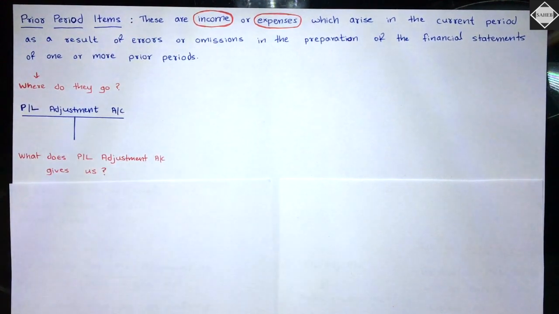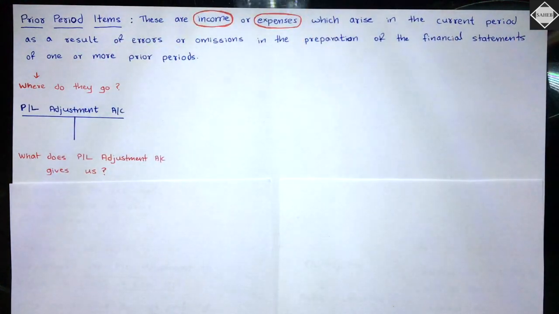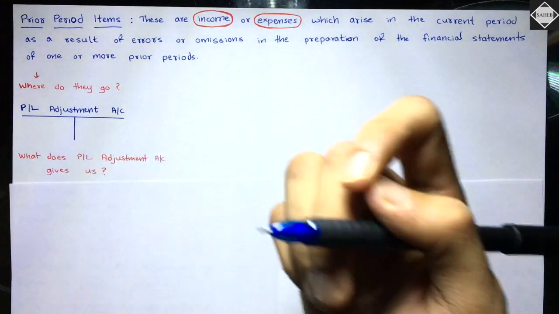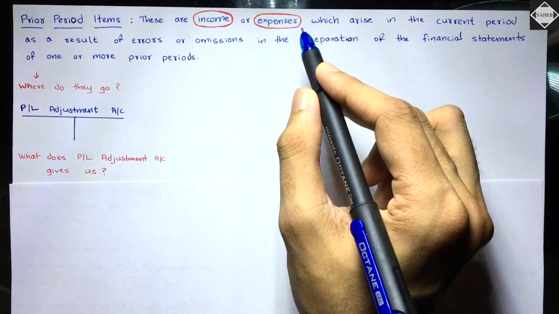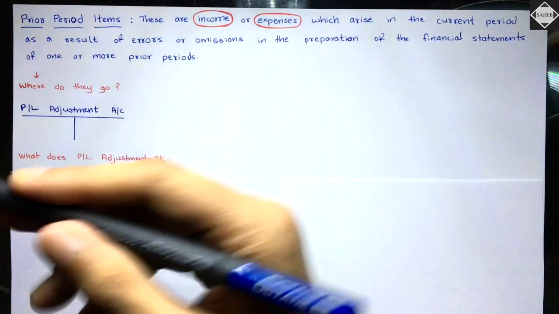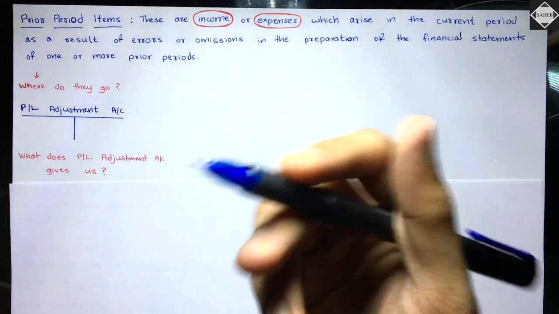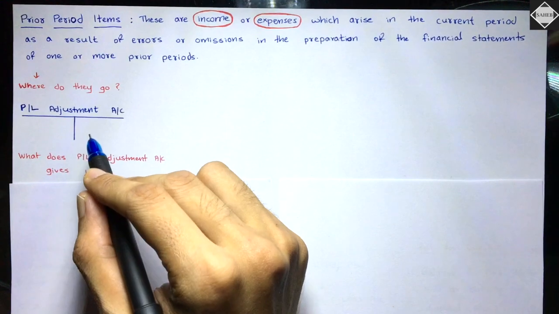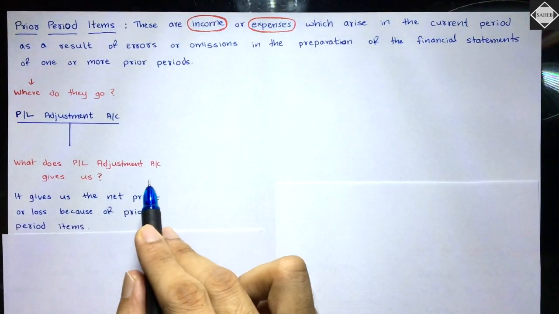Fine. And then what will happen? What will the profit and loss adjustment account give us? What is the objective of this? Of course, you all know that we are using this account to rectify the errors in income or expenses which happened in the previous accounting period. That's why we are using this profit and loss adjustment. You know that. But now what is the end result of this profit and loss adjustment account? What will it give us?